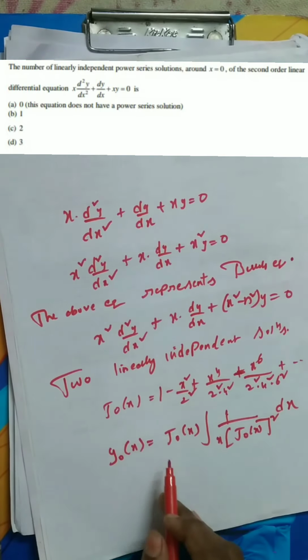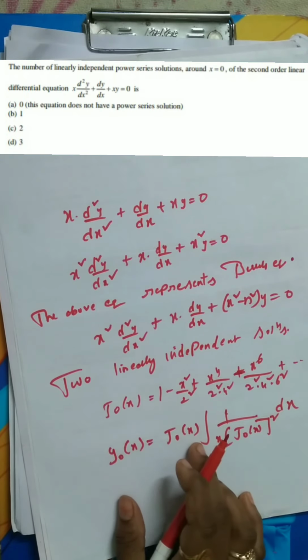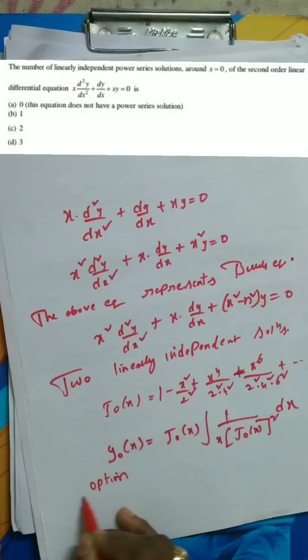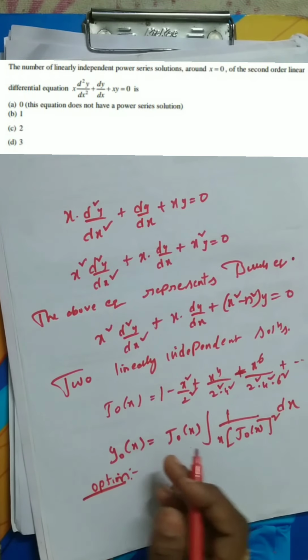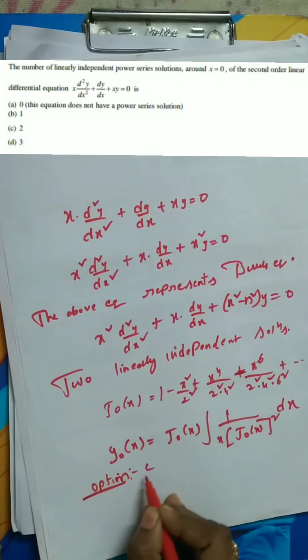So the given differential equation is in the form of Bessel's equation. This Bessel's equation has two linearly independent solutions. So the given differential equation also has two linearly independent solutions. So the correct option is C.